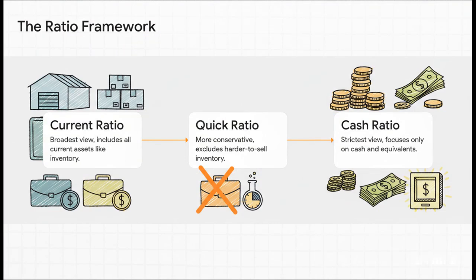We start with the current ratio, which is the broadest measure of them all. Then we get a little stricter with the quick ratio, which is also called the acid test ratio. And that one gets tougher because it takes inventory out of the equation. And finally, we have the cash ratio. This is the ultimate stress test. It only looks at the cold, hard cash and cash equivalents that a company has on hand right this second.